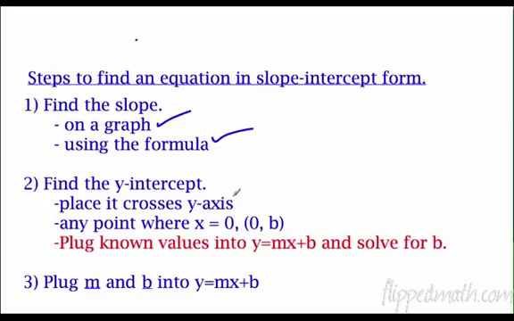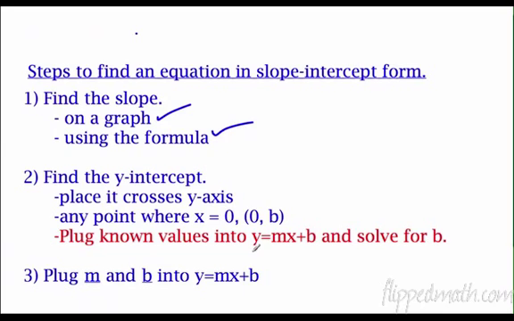We're going to look at any point where x equals 0. But now we have this third option. Plug known values into our equation, y equals mx plus b. Now see, what's going to happen is we're going to know a y, we're going to know an m, we're going to know an x. We're going to solve it to find our b. All right? And then we're going to plug those back in to our equation. So let's go see how that looks.